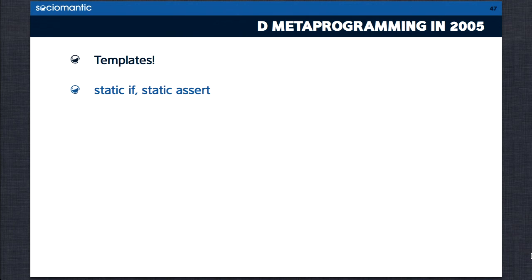Sometime after that, D got two game-changing features, static if and static assert. Static assert is exactly like assert, except it's checked at compile time. Static if is exactly like if, except the condition is checked at compile time, and if it isn't true, the next bit of code doesn't get compiled at all.